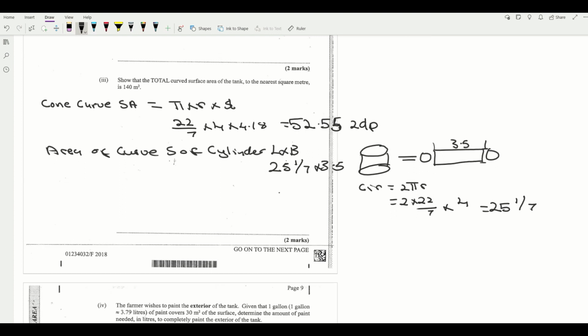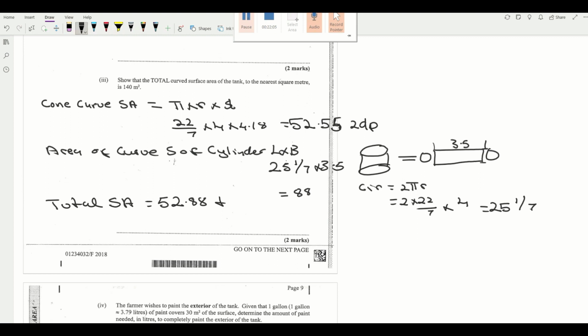which is equal to 88. So my total surface area would be, you add these two, 52.55 plus 88 is equal to 140.55, which is basically 140, give or take a few decimal places. So that is how you would show this.